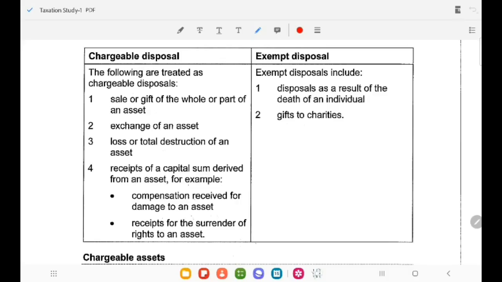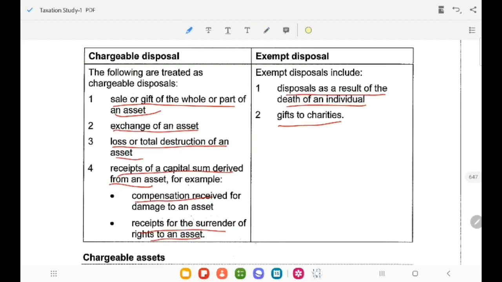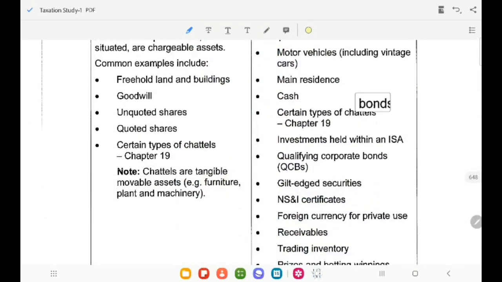Now there is a detail of chargeable disposal. These are said to be sale or gift of the whole or part of an asset, exchange of an asset, loss or total destruction of an asset, and apart from this, receipt of a capital sum derived from an asset, like you are receiving compensation for damage of an asset, and a receipt for the surrender of rights of an asset. Exempt disposals are disposals as a result of the death of an individual and gifts to charities.